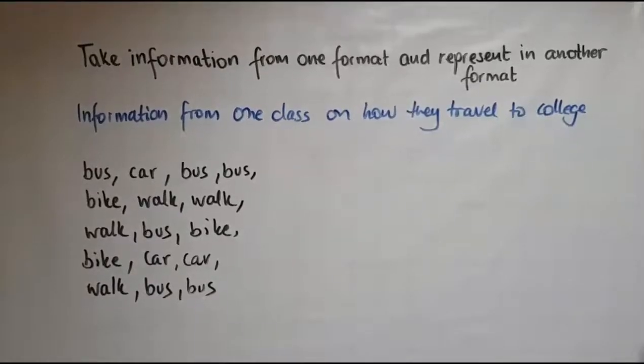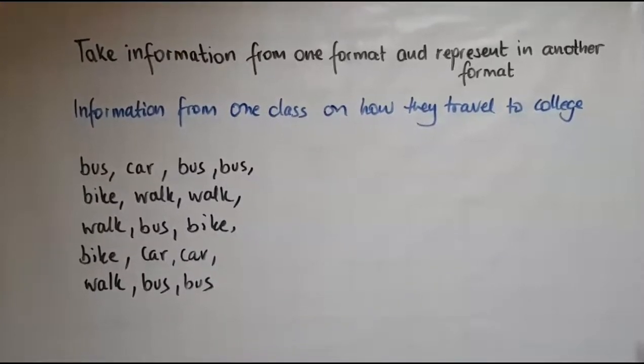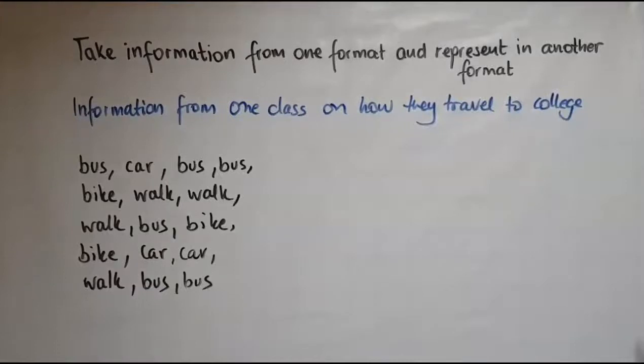In this video, we'll learn to take information from one format and represent it in another format. So what this means is that you might take information from a list and represent it in a tally chart, take it from a table and represent it in a bar chart. What I'm going to be doing is I'm going to take information from a list and we'll put that in a table, then a tally chart, and finally a bar chart.